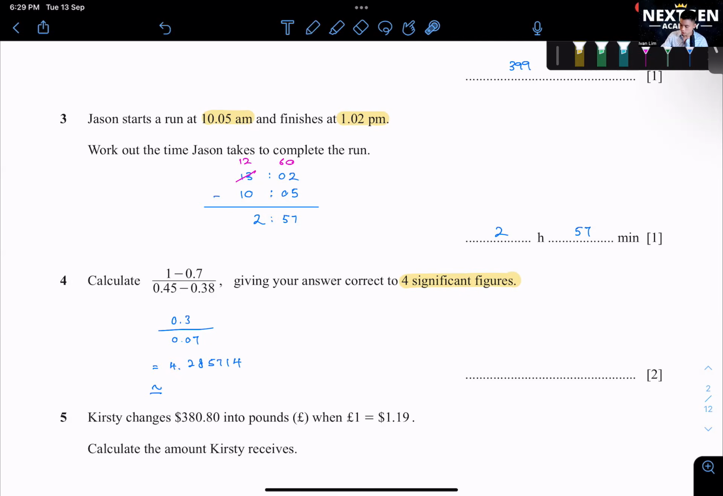For this one, your first significant figure will be from 4 itself. So 1, 2, 3, 4. We stop until here, but you need to look at 7. 7, do I round up or maintain? We round up, right? So you need here to plus 1. Therefore it will get 4.286.